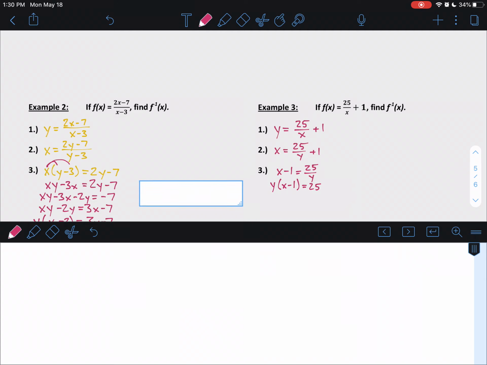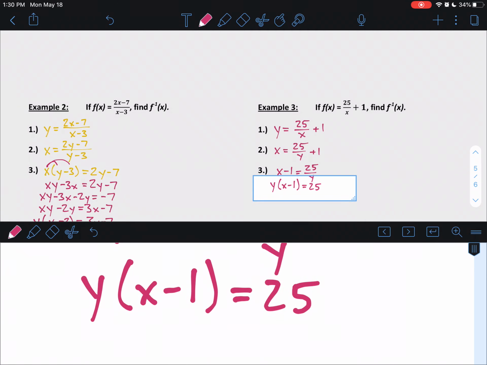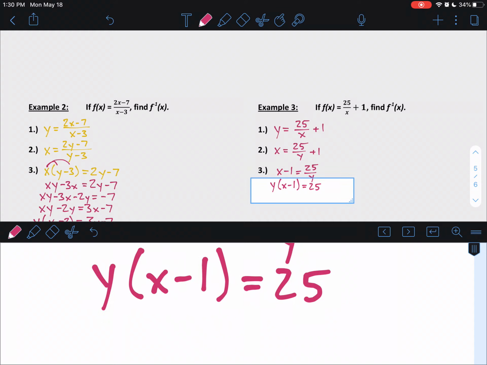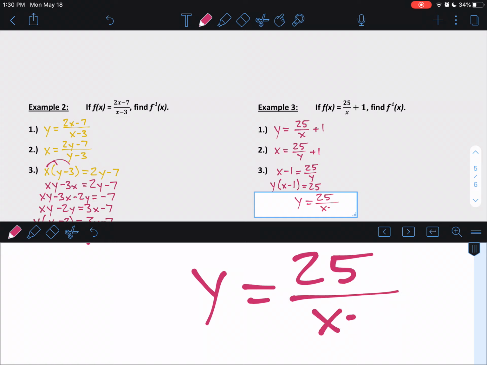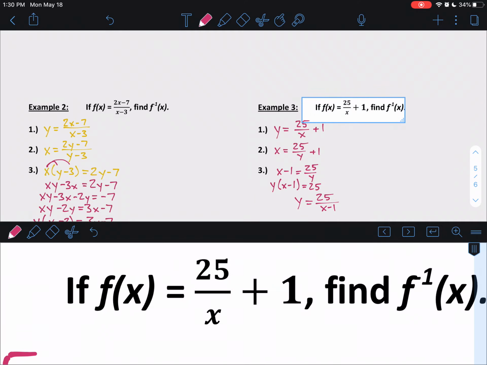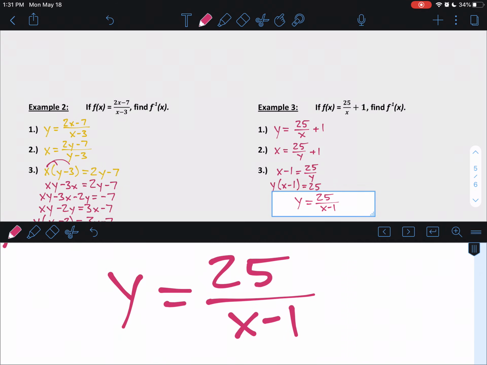And I know that on the last problem, I distributed once I did this step, but what I want to do is get y by itself. And there's a real easy way to get y by itself from this step. The easy way is just divide both sides by x minus 1. Because I have y times x minus 1 equals 25, so to get rid of the x minus 1, just divide. That means y equals 25 over x minus 1. And there's my solution. That means the inverse of 25 over x plus 1 is 25 over x minus 1.